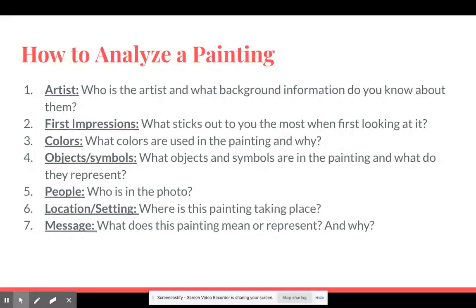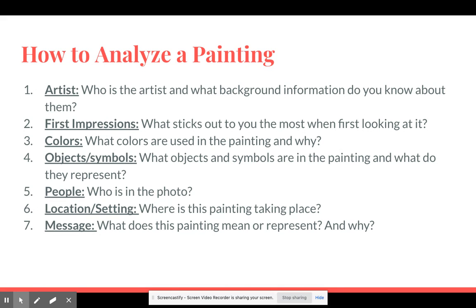And then number three will be colors. What colors are used in the painting and why? Are they more dark? Are they more vibrant? More black and white? More brown, red? Whatever it may be, this is where you're going to label that, because that helps towards the overall message. Number four is object symbols.